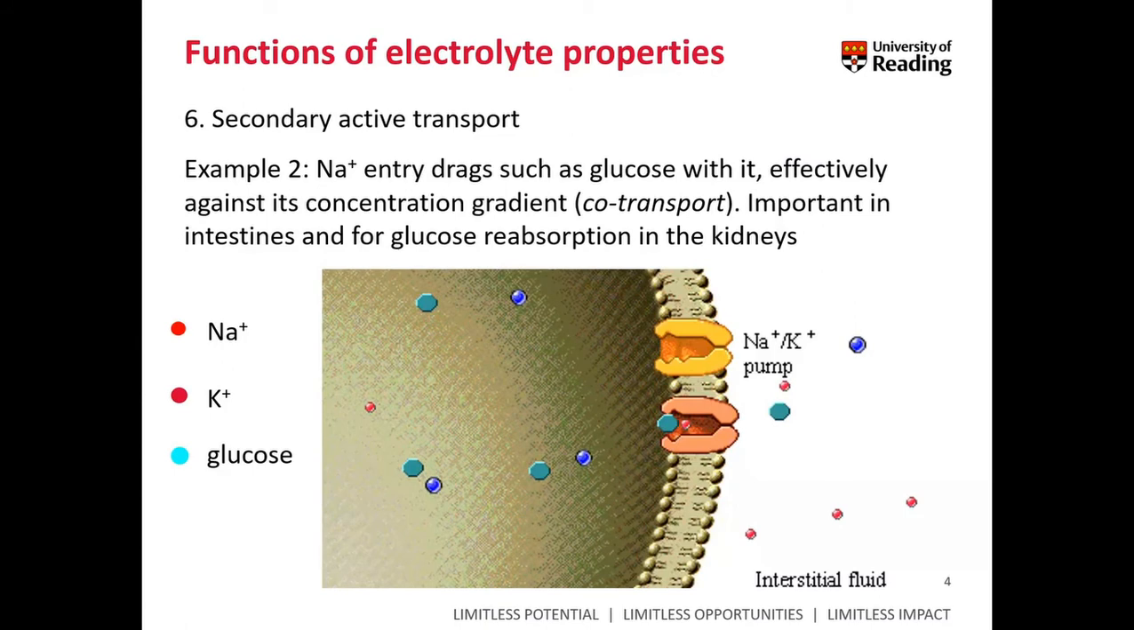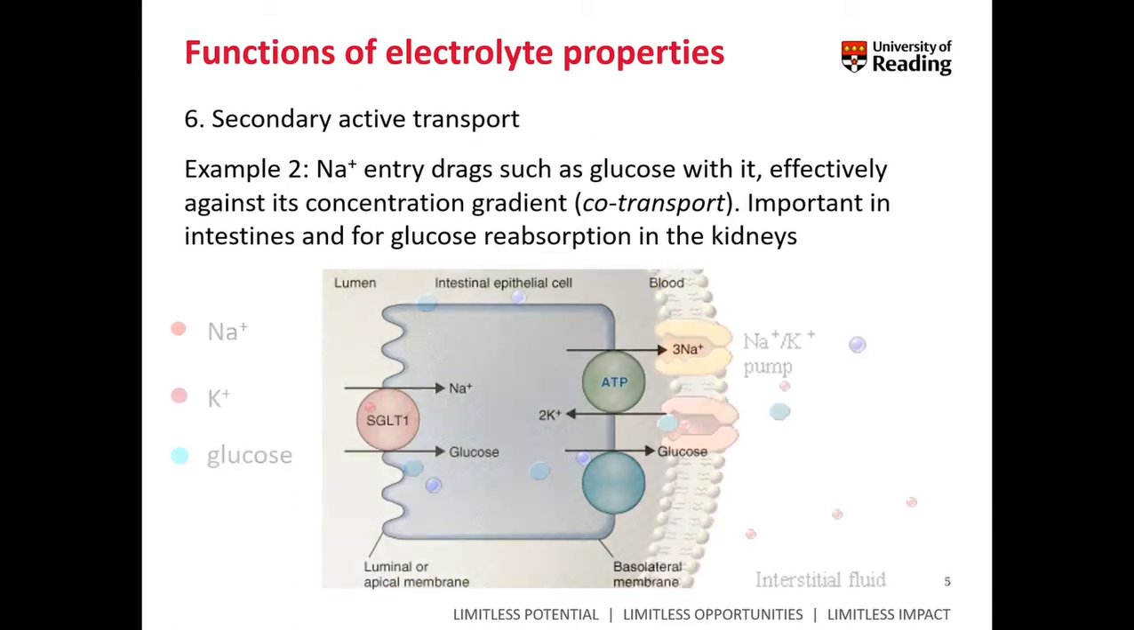Also, we do have secondary active transport, where the electrochemical gradient of one ion is used according to the gradient of that ion to aid the transport of another substance against its own gradient, such as glucose from the interstitial fluid inside the cells. So it's, for example, very important for glucose reabsorption in kidneys.